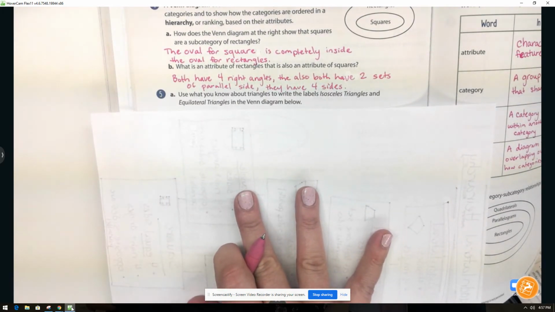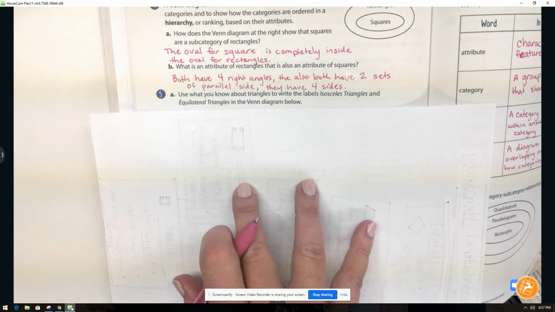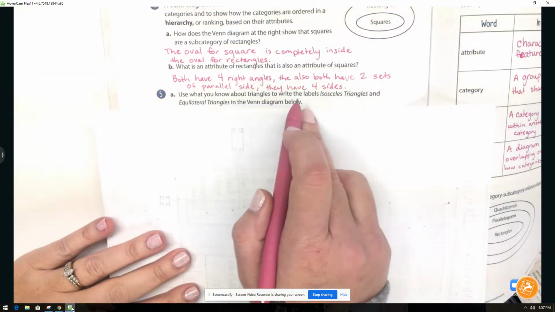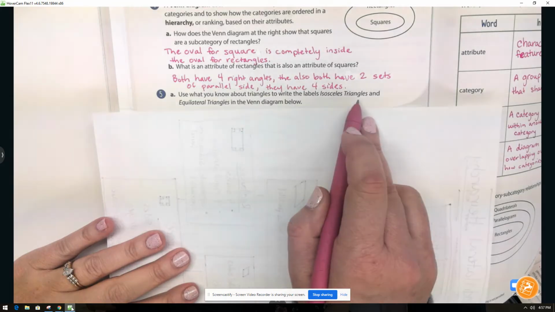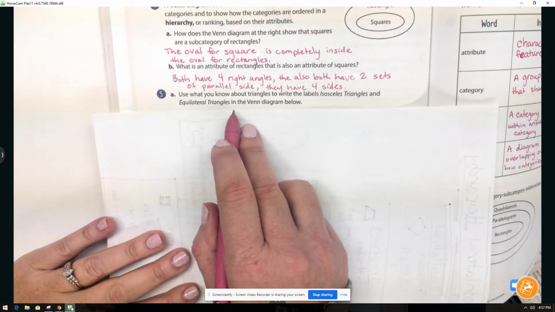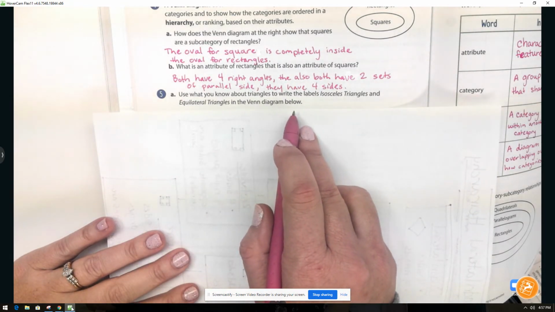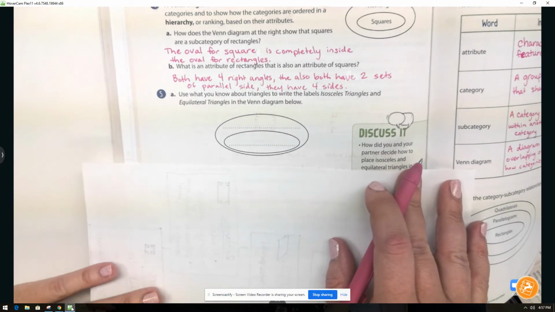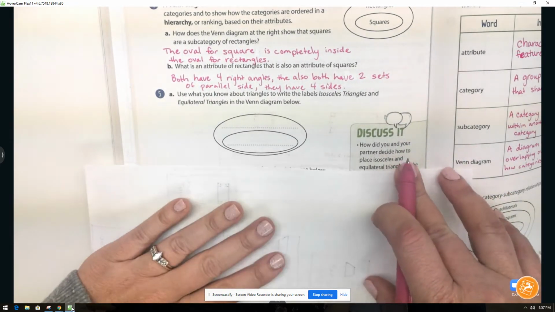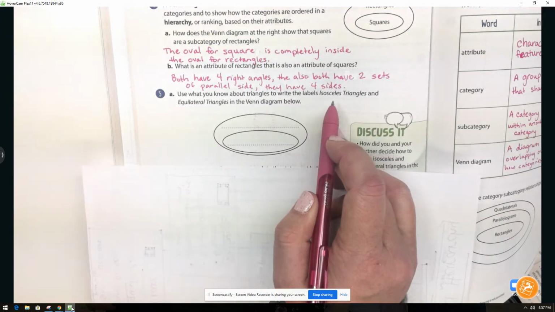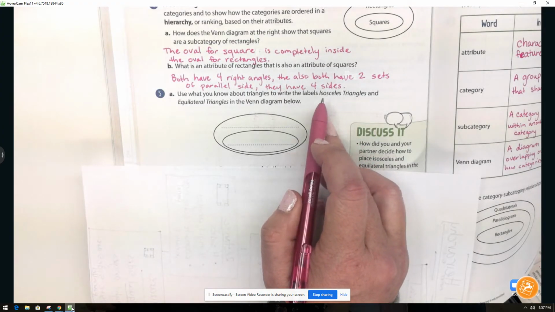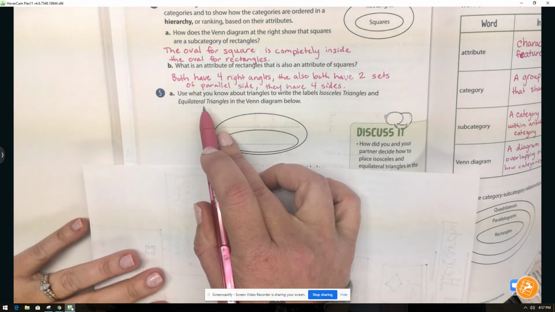So use what you know about triangles to write the labels isosceles triangles and equilateral triangles in the Venn diagram shown below. So we're going to look here at this Venn diagram. Now we need to talk about what we know about isosceles triangles and equilateral triangles.